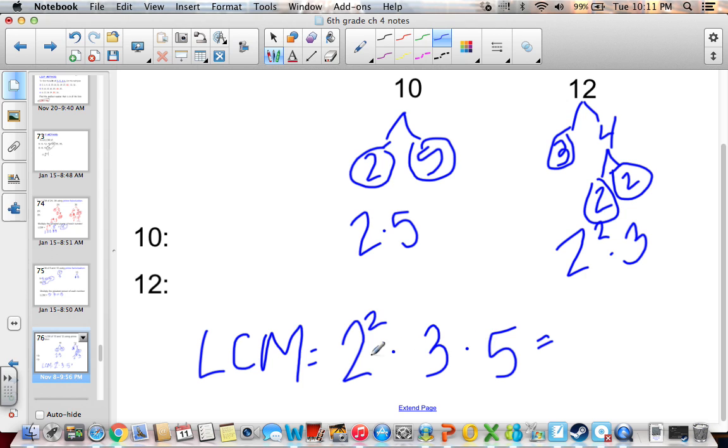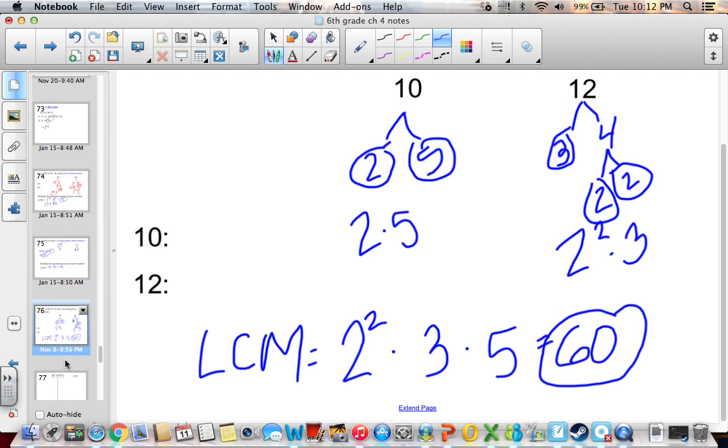2 squared is 4, and then I know that 5 times 3 is 15, so 15 times 4 equals 60. So our least common multiple of 10 and 12 is 60, and I know that 60 is a multiple of 10, and I know that 60 is a multiple of 12. And if you did the list method, you should have also gotten 60.